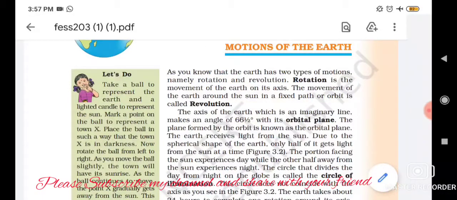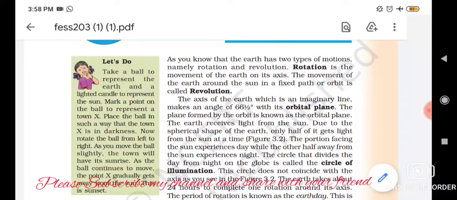I am Shayantoni, and today I will discuss the motion of the earth, which is part of your NCERT class 6 geography chapter 3. In the previous class I discussed class 6 geography chapter 2, that is globe, latitude and longitude. I already uploaded chapter 1 and chapter 2 videos with detailed explanations. If you have not watched these videos, please go and watch them. Let's start today's lecture, that is motion of the earth.